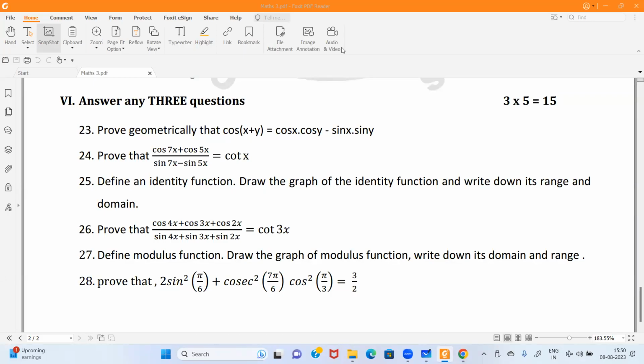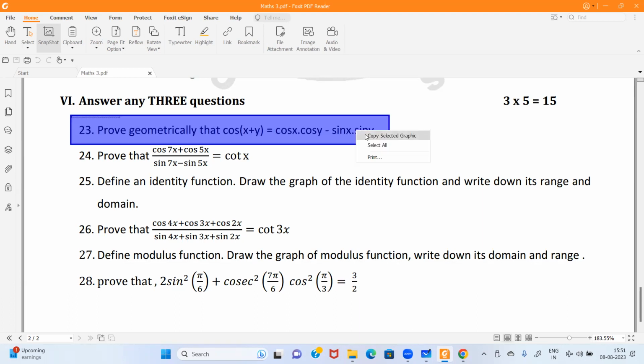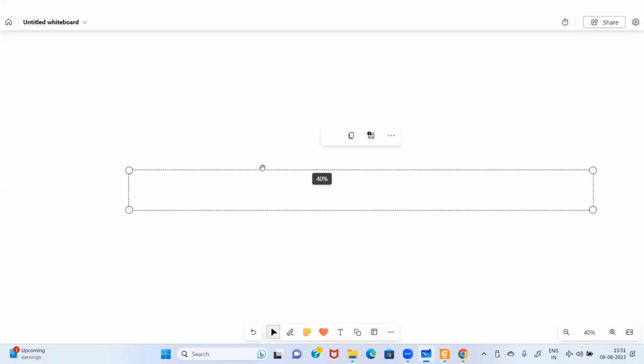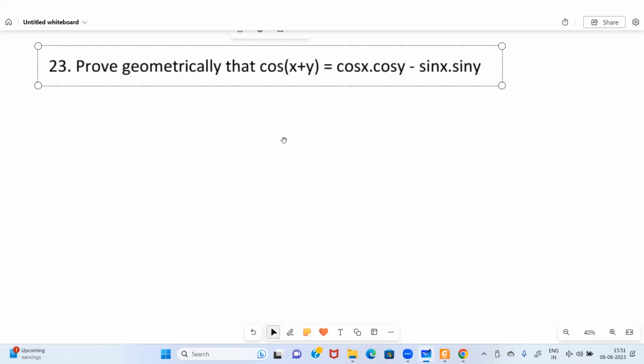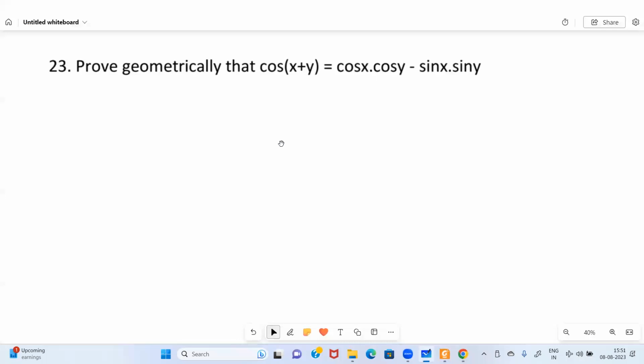Yes, students, welcome back. Now we are going to do detailed answer questions from this model paper. One of the very important questions is: prove geometrically that cos of x plus y is equal to cos x cos y minus sin x sin y. Since the majority of the work is in drawing the diagram, it has to be drawn carefully. Let me give you some tips on how you can draw this.